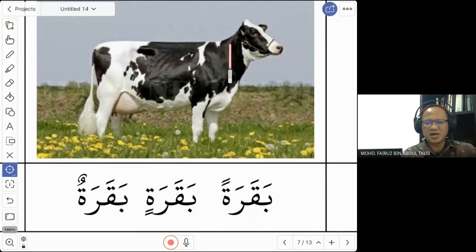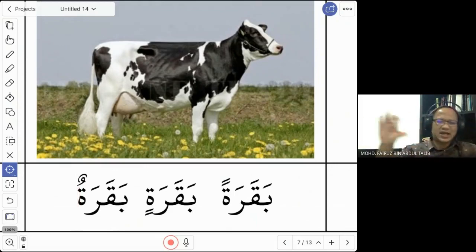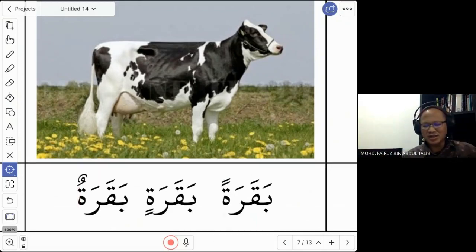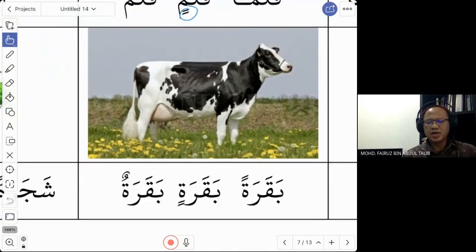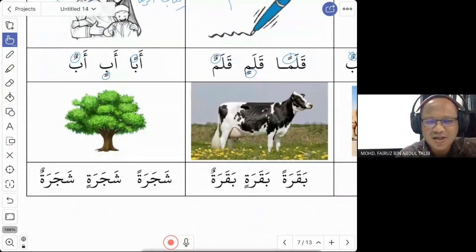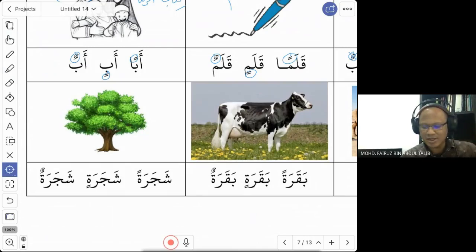So this is baqarah. If you ask your Arab friend, what is a cow? They will say baqarah. They will never say baqaratan, baqaratin, baqaratun. No, they will just say baqarah. So this tan, tin, tun is only in the text. Just like in surah Al-Baqarah. We say surah Al-Baqarah because the word ends with this ta, the ta marbuta.